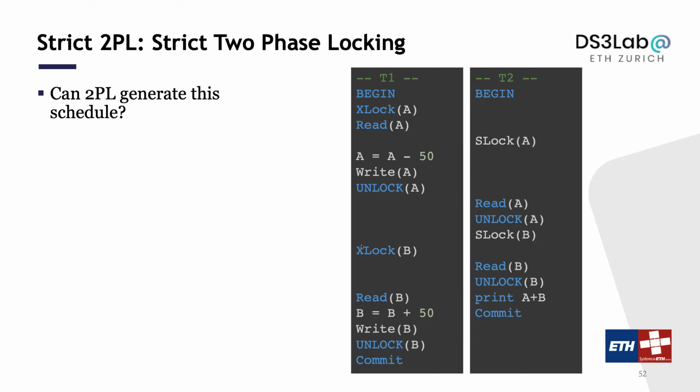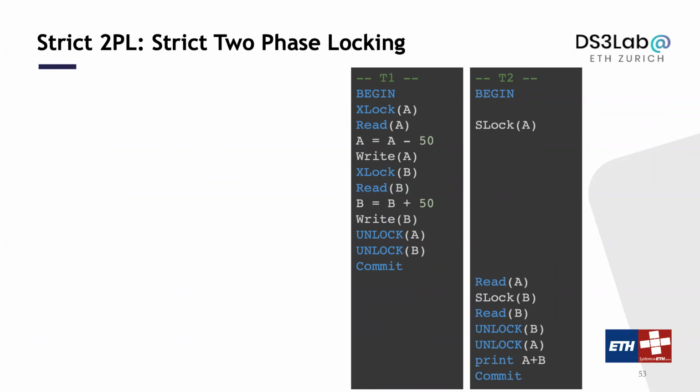Of course, this cannot happen in two-phase locking, right? Because you don't have the growing and the shrinking phase. So this is actually not allowed by two-phase locking and clearly cannot be generated by strict two-phase locking. So how about this? For this schedule, is this allowed by two-phase locking?